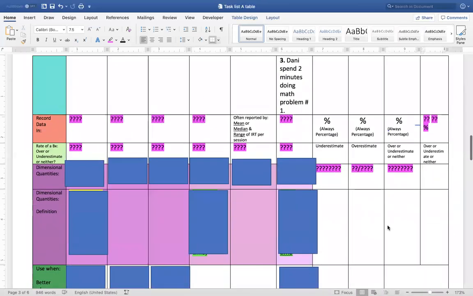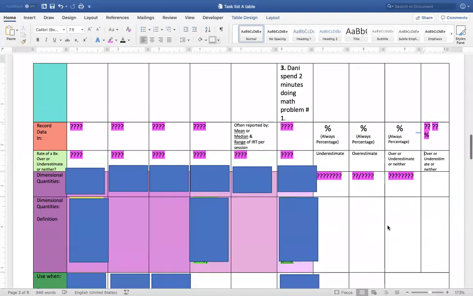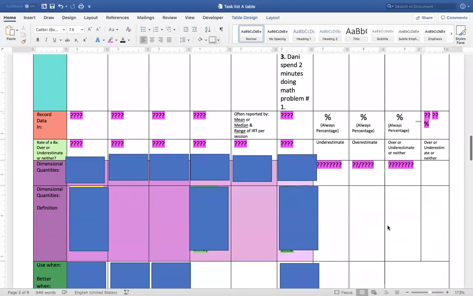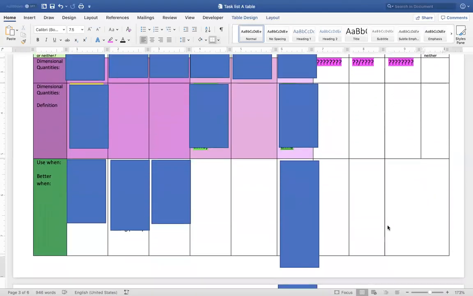Okay, this is the tricky part that I wanted to get at. Dimensional quantities, those are fun. Who knows what dimensional quantities are? When we're talking about dimensional quantities, what are we talking about? The repeatability, temporal locus, and temporal extent. Awesome, yes.